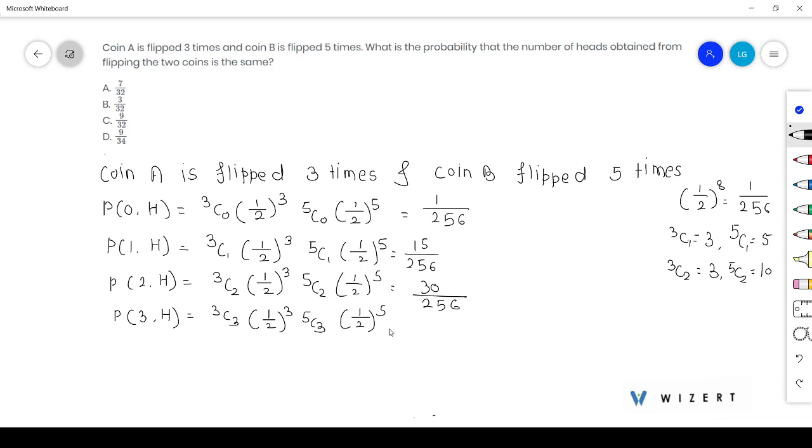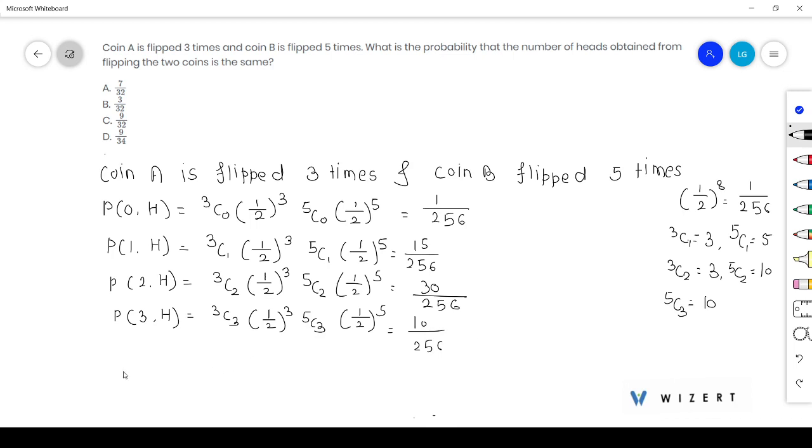And last one, 3C3 is again 1 and 5C3 is 10. So 10 divided by 256. Okay.